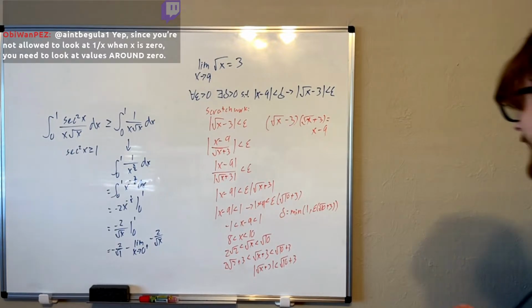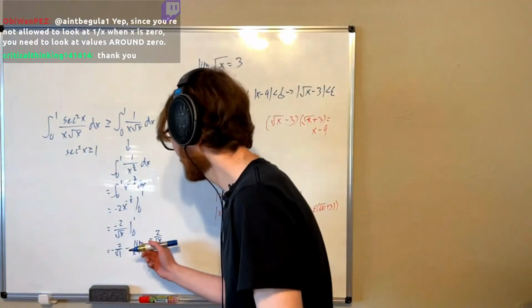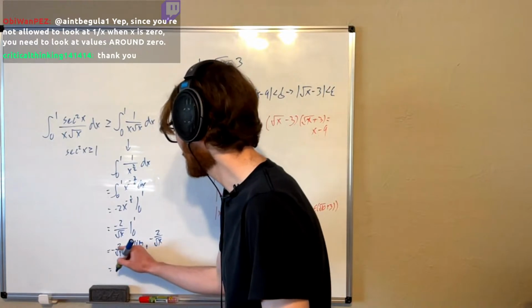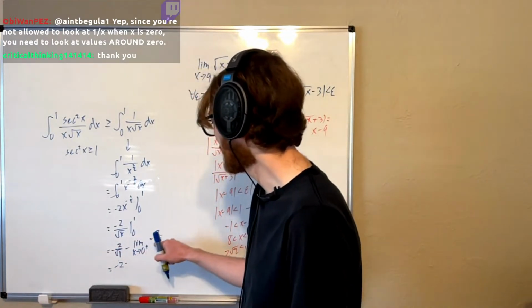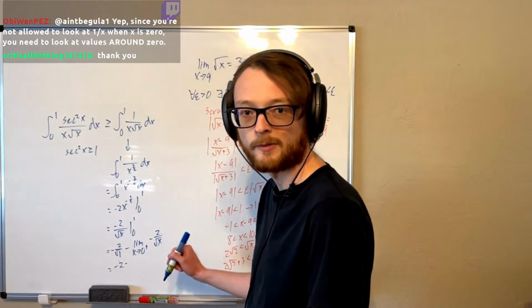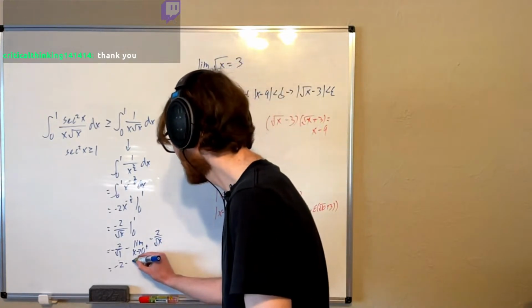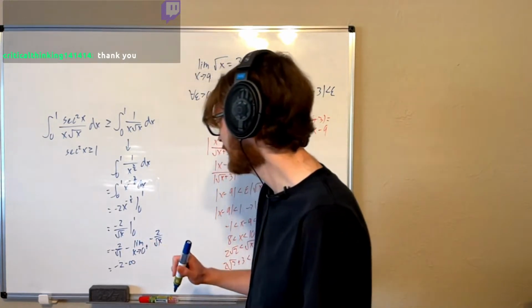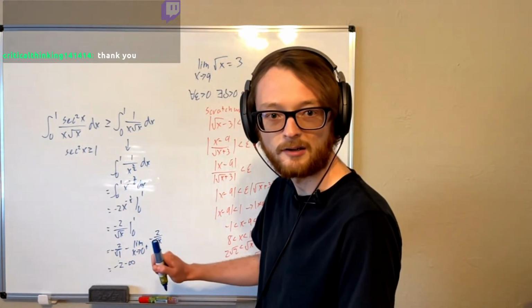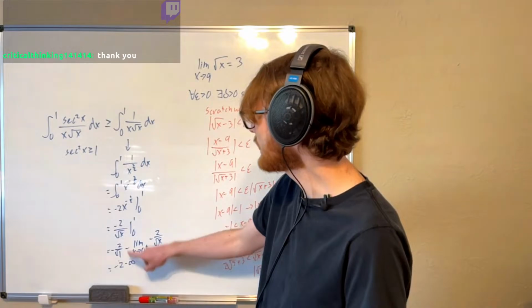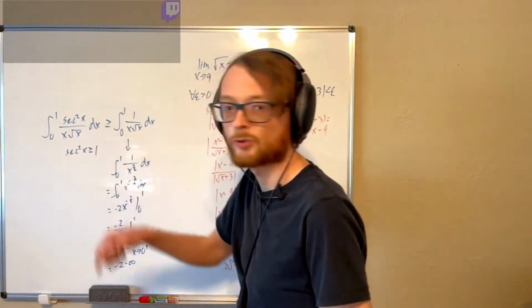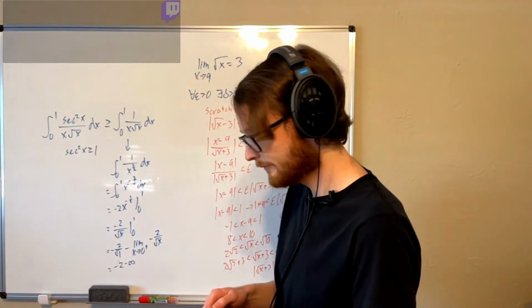So we're not quite there yet. Well, I mean, we basically are there. But yeah, so minus 2 over root 1 is just minus 2. And then this limit as x goes to 0 from the right is positive infinity. So minus 2 minus infinity. As soon as you see infinity as a result in an integral, the thing diverges. So now we know this integral diverges, which implies that the original integral that we were given also diverges.